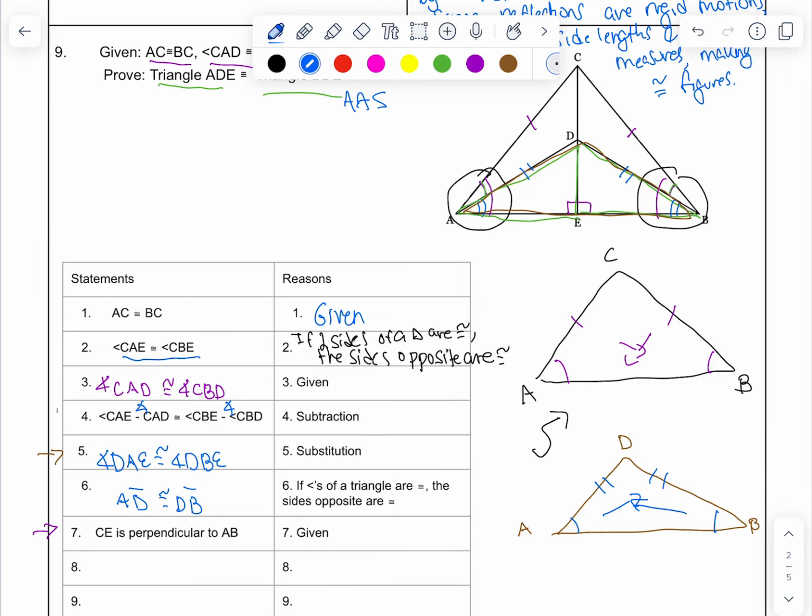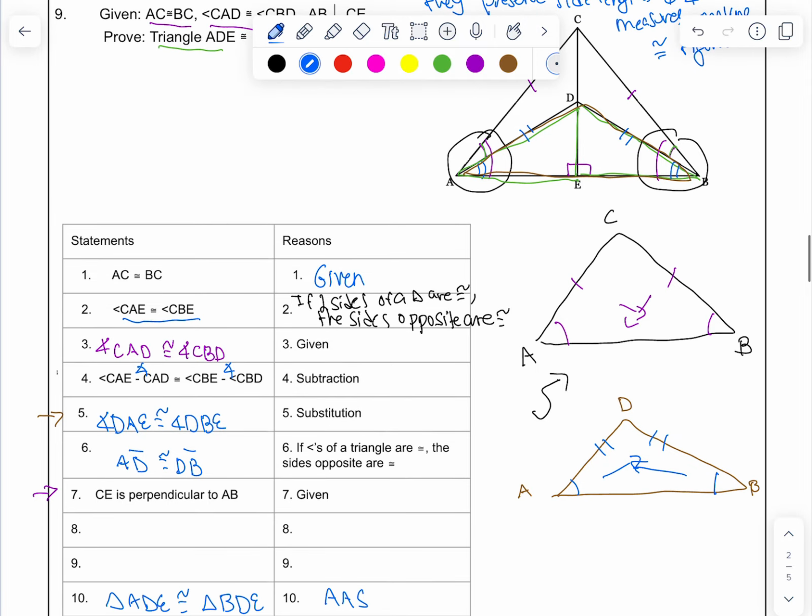Then our final given, that CE is perpendicular to AB. And from that given, we're going to put the conclusions that we drew about the right angles, because we did mark the right angles in the diagram, but that wasn't given to us. We were just given that the lines are perpendicular. So that's angle DEA and angle DEB are right angles, because perpendicular lines form right angles.